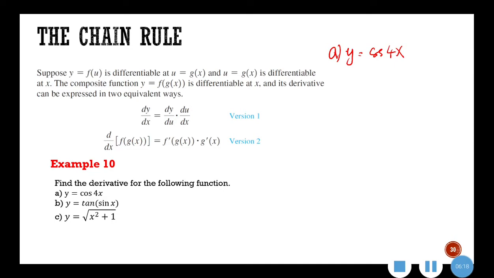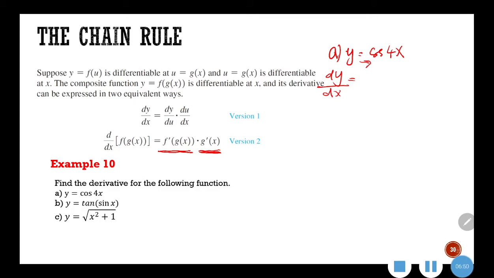Okay, if you look at the second method here, version 2, what it's saying is d/dx of f(g(x)) is equal to f prime of g(x) times g prime of x. Okay, maksud dia kat sini, y prime or dy over dx is equals to macam ni. You differentiate the function from the left.